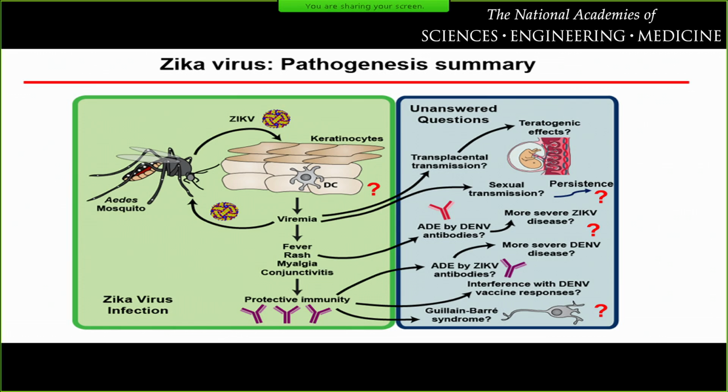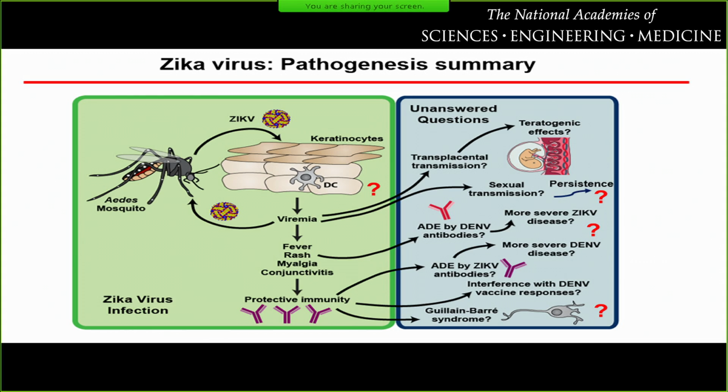On the left side of the slide in the green is basically what we know, which is that Aedes mosquitoes are the primary transmission points. We know the virus goes into the skin. It probably infects cells within the skin. We think dendritic cells might be a target based on some preliminary data that's been published. Then you get viremia. This leads to the clinical syndrome, which occurs probably in 1 in 5 based on the numbers that we see. And ultimately, most people go on to protective immunity.